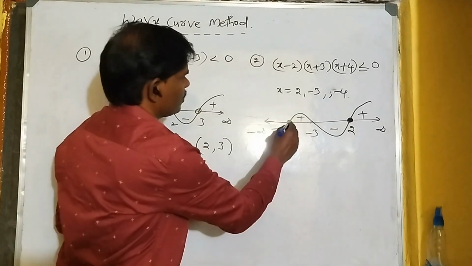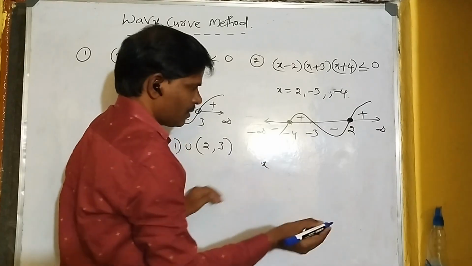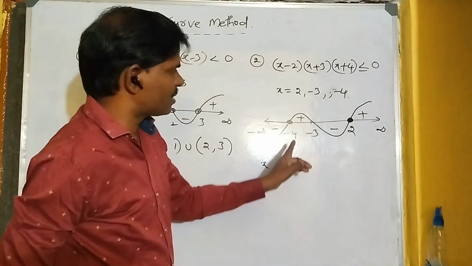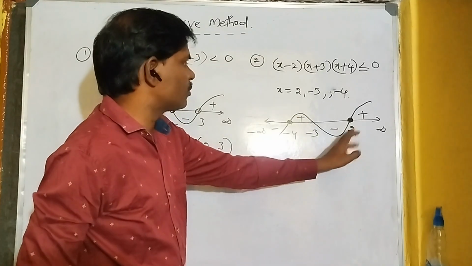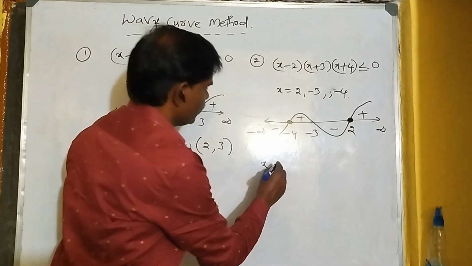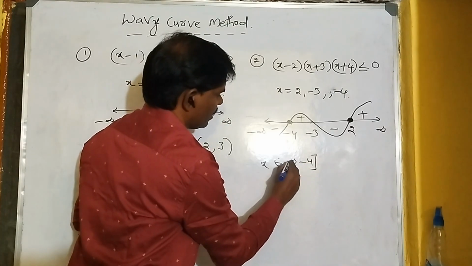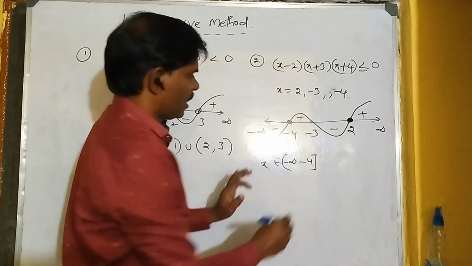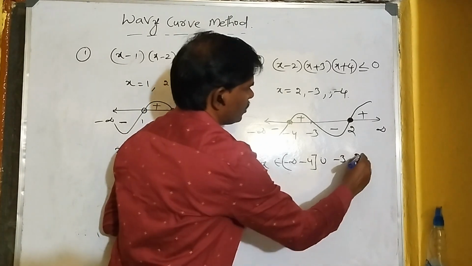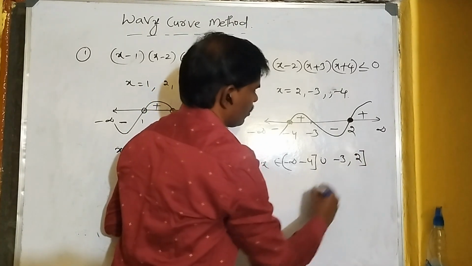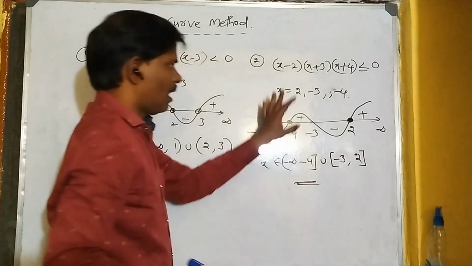Here in this case, this is thick circle. Thick circle means lies between. Thick circle means what? That number is also included. 2 is also included and minus 4 is also included. X belongs to minus 4 closed interval, minus infinity open interval, union minus 3 to 2, 2 also included, closed interval, next minus 3 also closed interval. Okay, this is our answer.